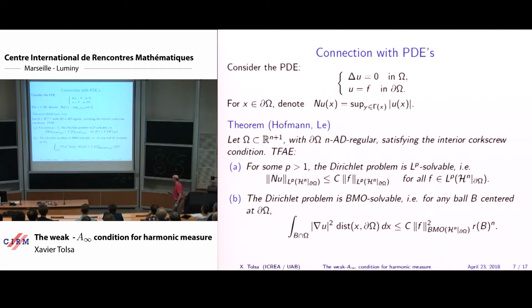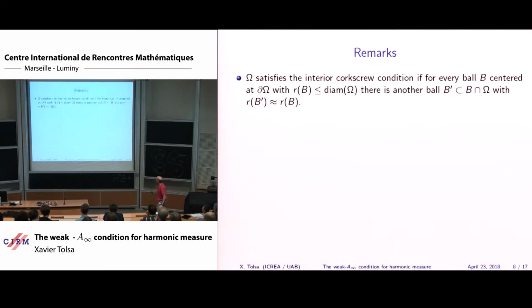So this could be understood as a BMO analogue of this. But what is interesting in this talk is the equivalence between A and C. So this condition of L^p solvability for some p is equivalent to the fact that harmonic measure belongs not to A infinity, but to weak A infinity, that I will define now. So weak A infinity is a version of A infinity which is weaker than A infinity, of course. So let us see what this is. Here this is the definition of interior corkscrew that we already saw.